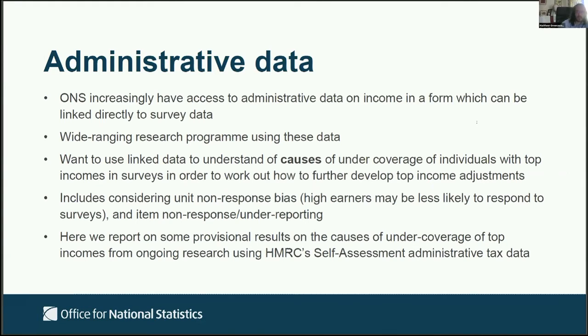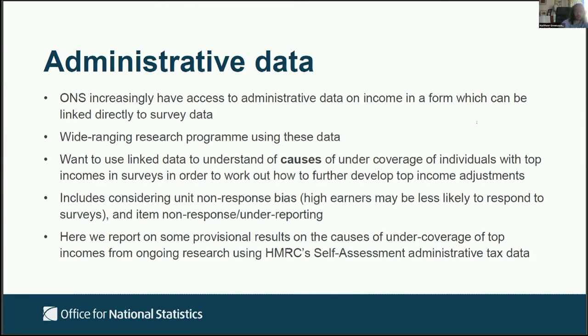Okay, thank you. So as Dom says, it's quite an exciting time to be working on household income at the ONS, because we increasingly have access to more and more admin data on income, both on low incomes and broadly on the entire income distribution, in a form which we can link directly to survey data. There's a lot that we're trying to do with these data, including improving our small area income statistics. But what I want to talk about here is how we want to use these data to better understand the causes of undercoverage of high incomes in surveys.